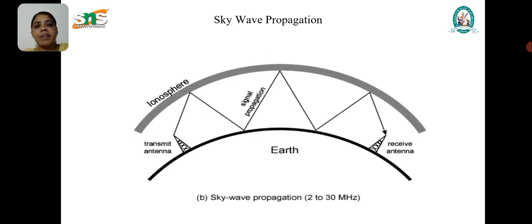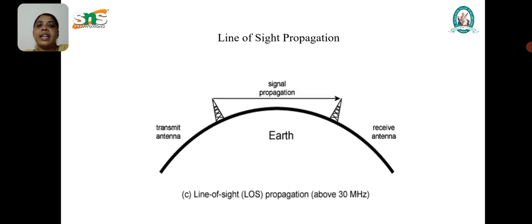This one is sky wave. Already I said that there is an ionosphere above the earth. So data can be transmitted and reflected over the ionosphere, and it will be received at the receiver end. Like this they will propagate the information. Then line of sight: I said that there is a line between the two satellite communications. Through the same line of sight only they will receive the information.